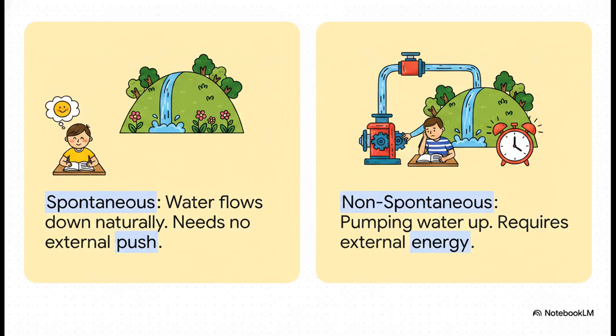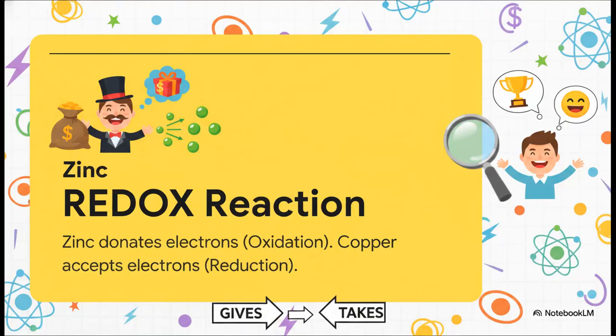But on the flip side, we have non-spontaneous reactions. This is like trying to pump water back up the hill. It won't happen on its own, right? You need a motor. You need external energy. Just like an unmotivated student who needs a good scolding or an external push from a teacher to finally open their book. Now let's bring this spontaneous flow to chemistry with redox.